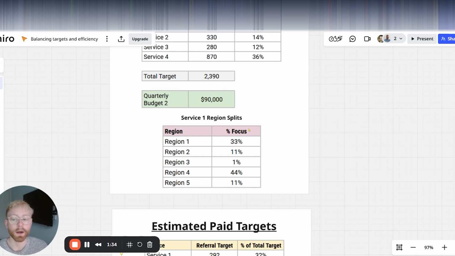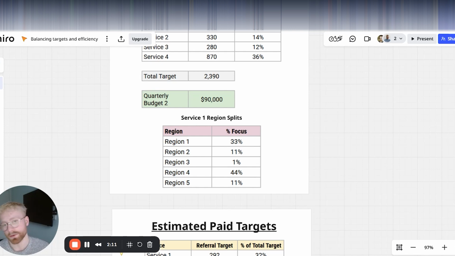And this is for service 1. So the splits actually differed dependent on the service. Okay, so service 2, 3, and 4 had slightly different focuses when it came to splits. But the point is at a top level, these were the targets for the client. And then it's about interpreting these and then actioning an appropriate strategy to achieve these results.